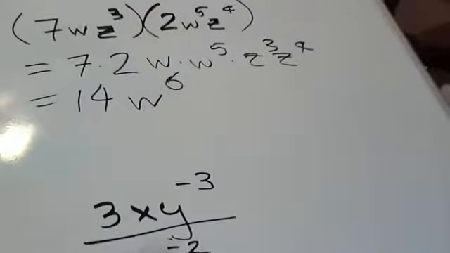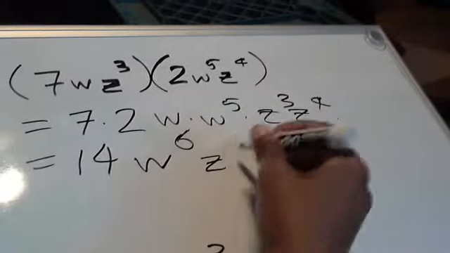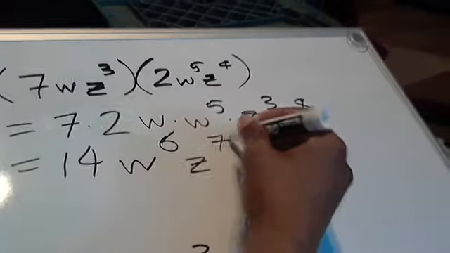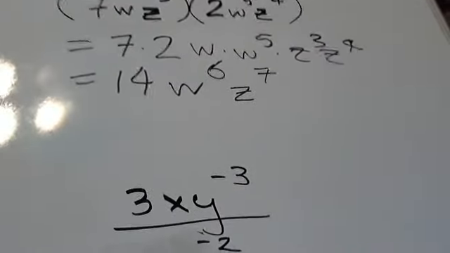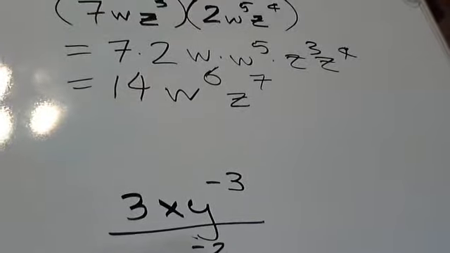And then, in case you didn't catch it, we're going to do those Z's. So we keep the Z, and we add the exponents on the Z's. So we're adding the 3 plus 4, that's 7. So that was multiplying exponential terms, multiplying monomials.